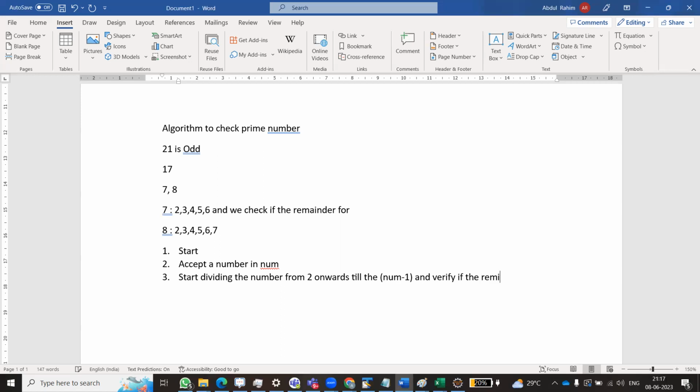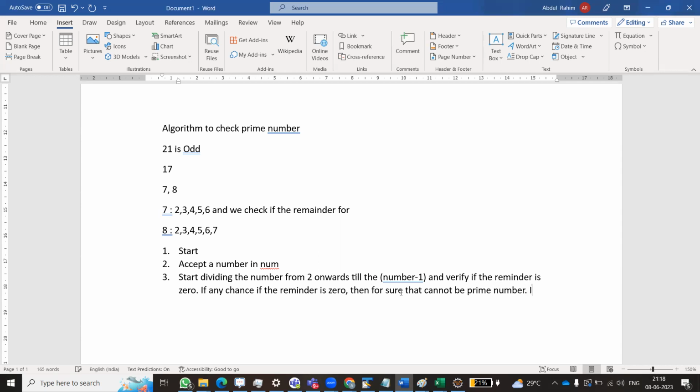Remainder, sir. If the remainder is 0. Okay, so I'm not writing an algorithm. I'm explaining to a small kid how the kid should identify, right? So in simple terms, I will say start dividing the number from 2 onwards till the number minus 1 and verify if the remainder is 0. If by any chance the remainder is 0, then for sure that cannot be a prime number.